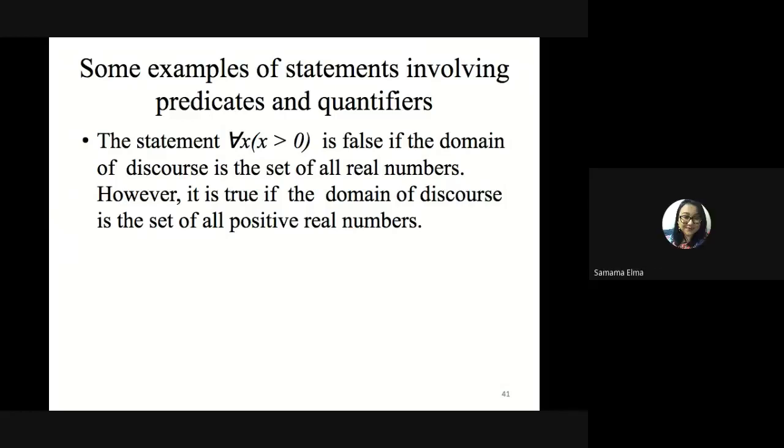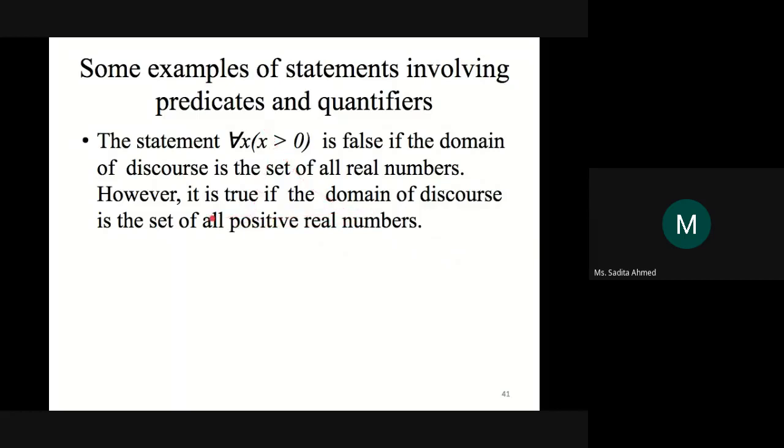X is greater than 0 is true. It becomes true. Why is that? Because by definition of a positive real number, by definition of any positive number, we know that that number is going to be greater than 0. And that is our function here.